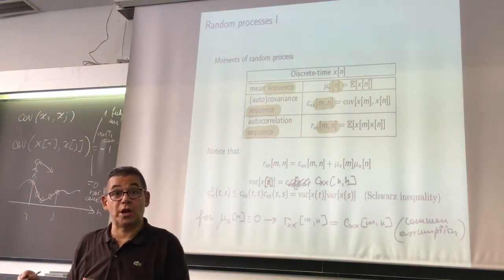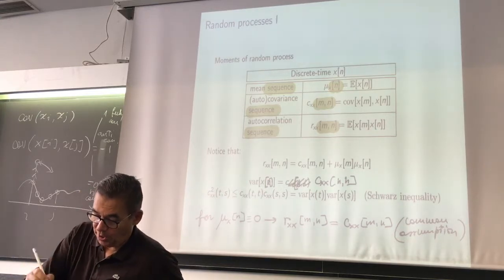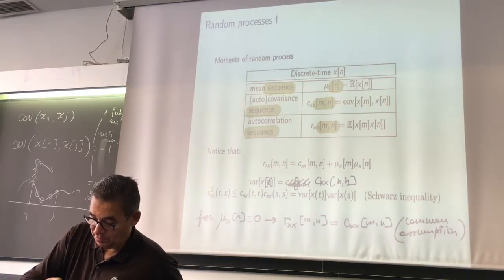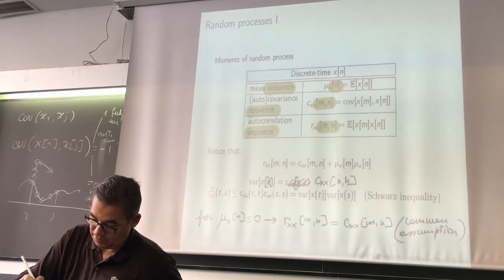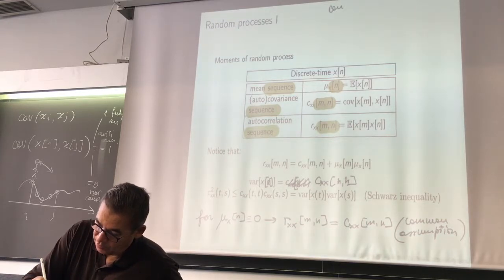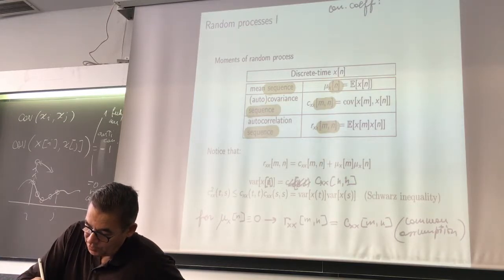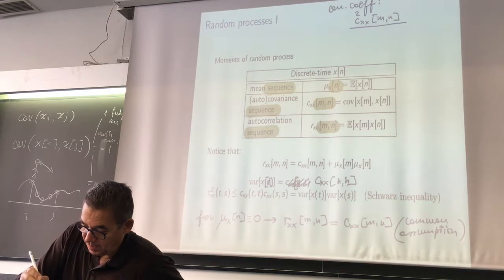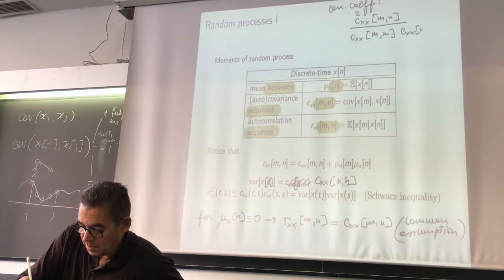And I can define the correlation coefficient. What is the correlation coefficient? Let me see, here, no, I'll tell you. The correlation coefficient will go here. The correlation coefficient is cx m n divided by the product of cx m and cx n.